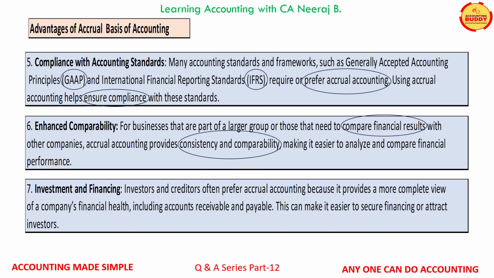Advantage number seven, investment and financing. Investors and creditors often prefer accrual accounting because it provides a more complete view of a company's financial health, including accounts receivable and payable. This can make it easier to secure financing or attract investors.